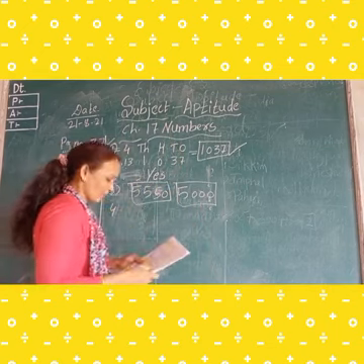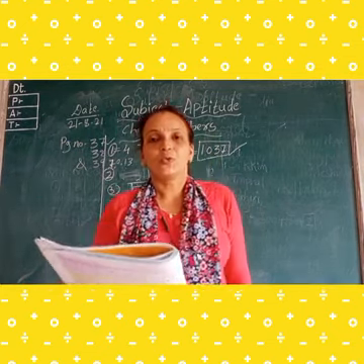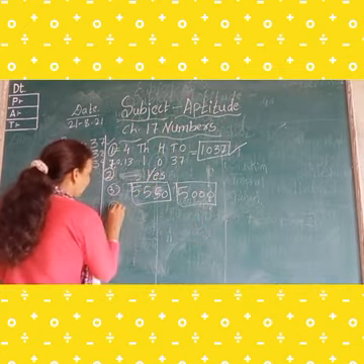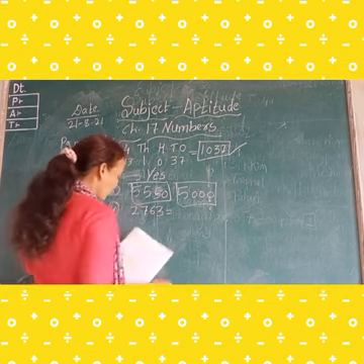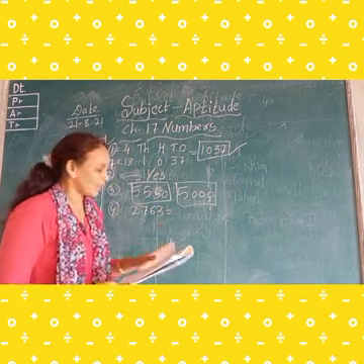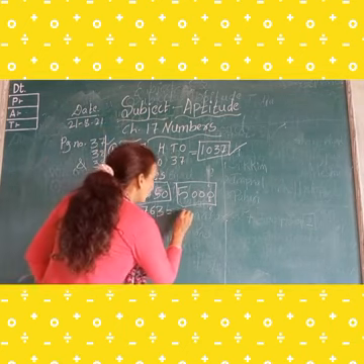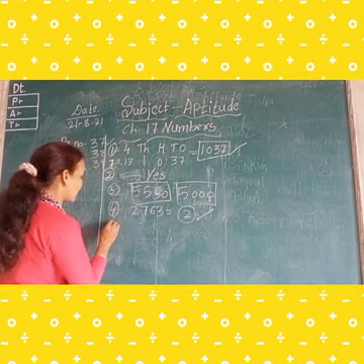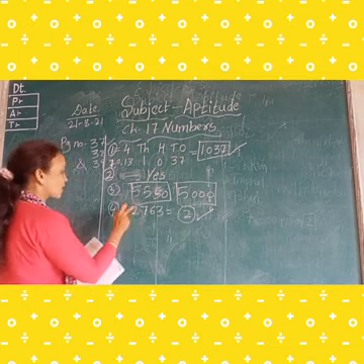Number 4. How many thousands are in 2763? How many thousands are in this number? 2000. So 2 is our answer. 2000 means there are 2 thousands in 2763.